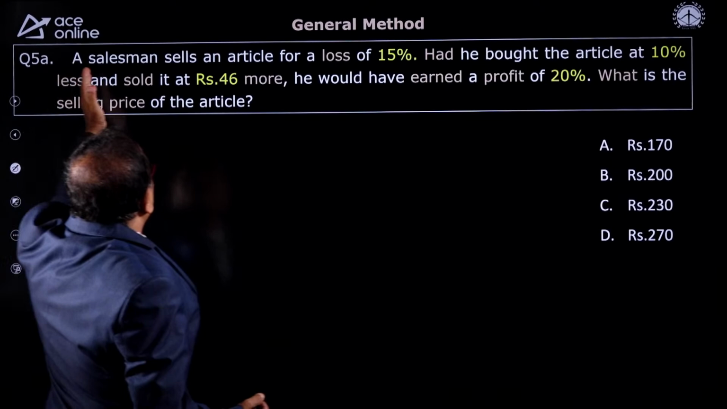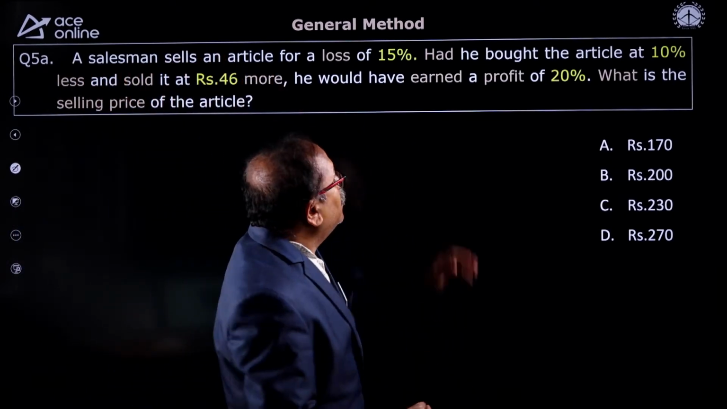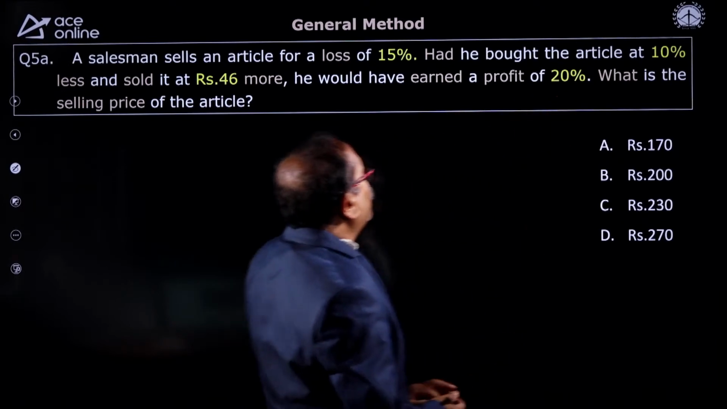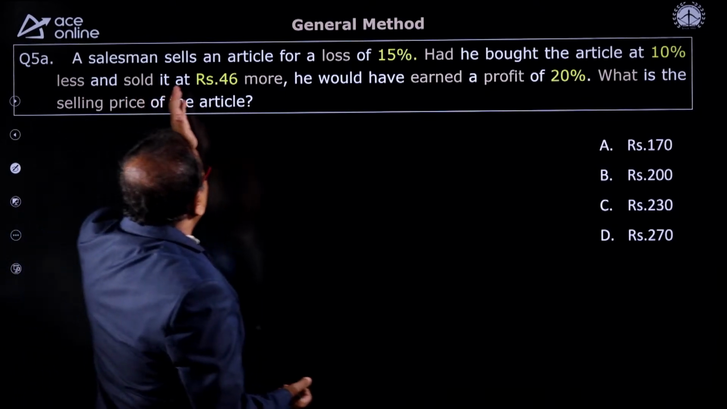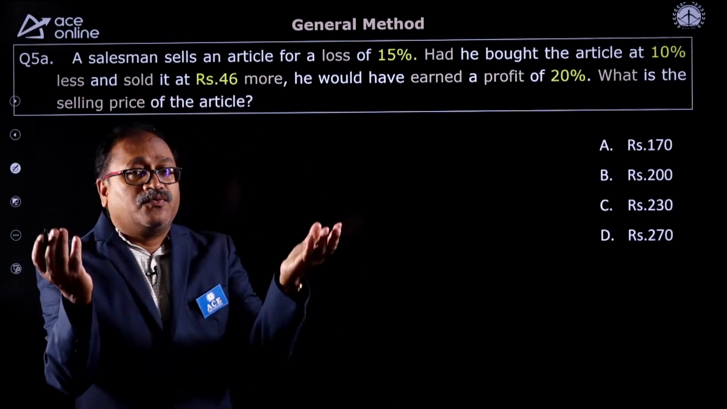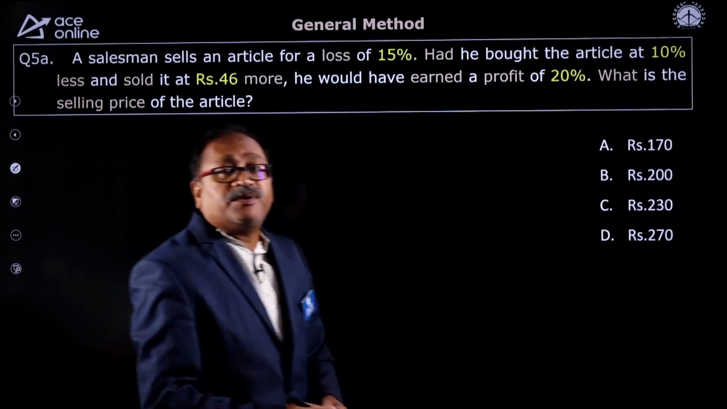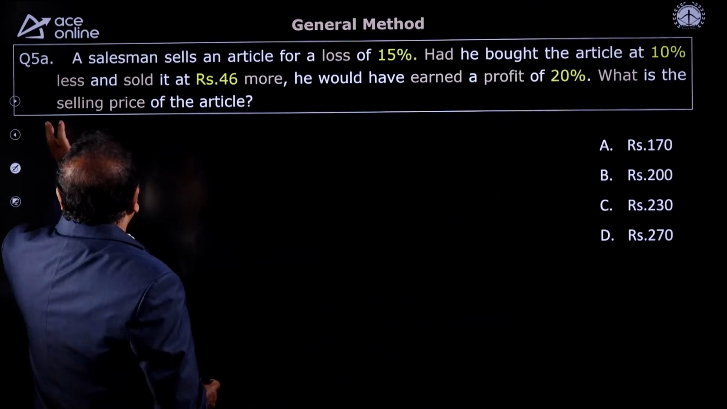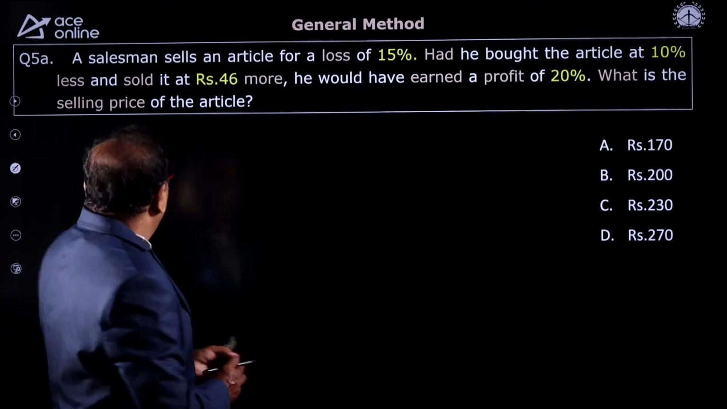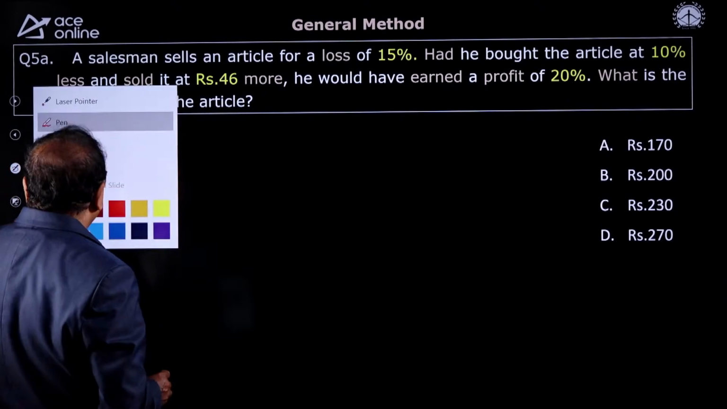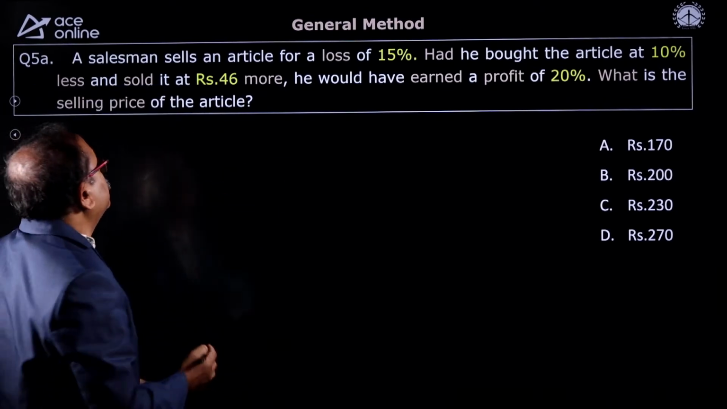Now, coming over here, a salesman sells an article at a loss of 15%. Had he bought the article at 10% less and sold it for rupees 46 more, he would have earned a profit of 20%. So, what is the selling price of the article? Now, we will answer this question with the best possible methods. I will not answer this question with the general method.